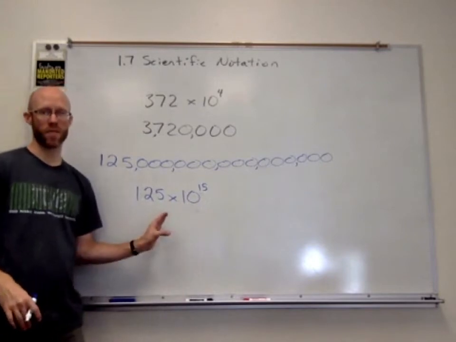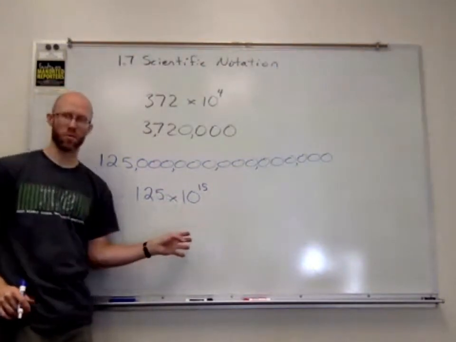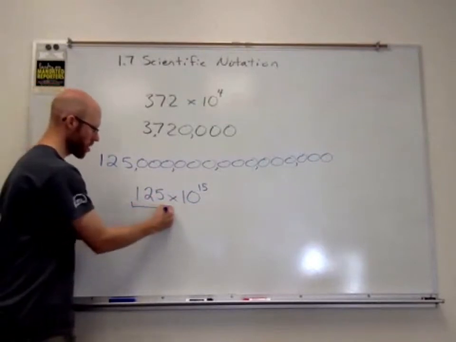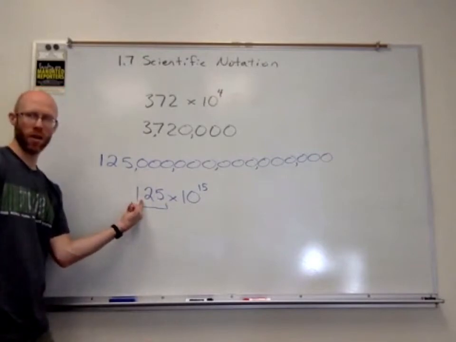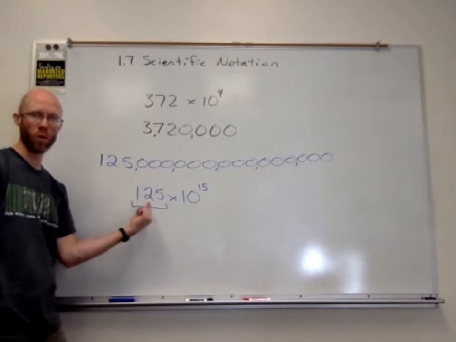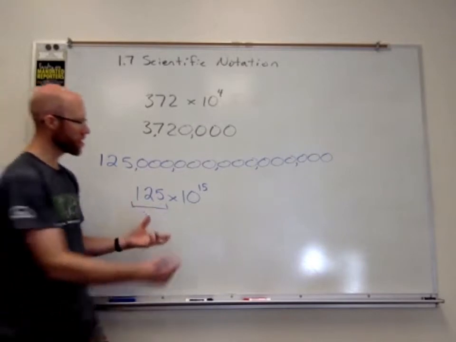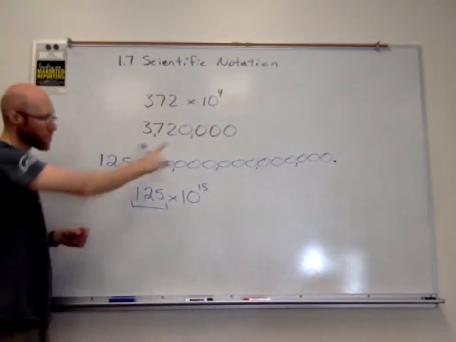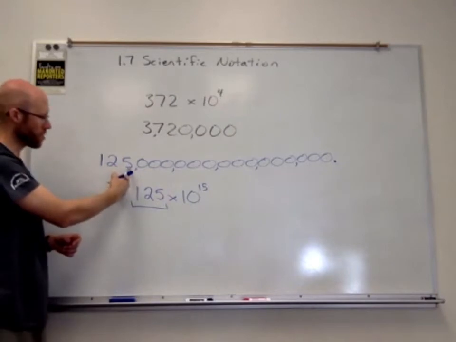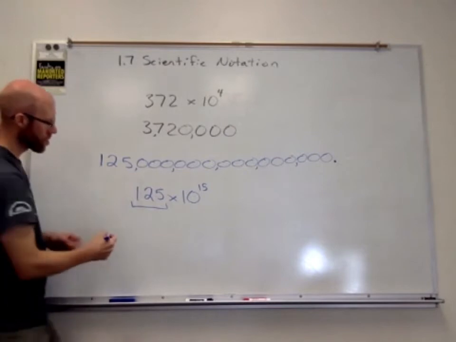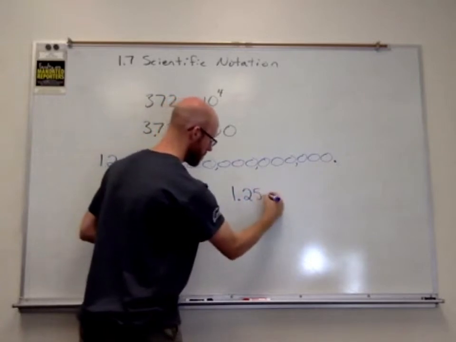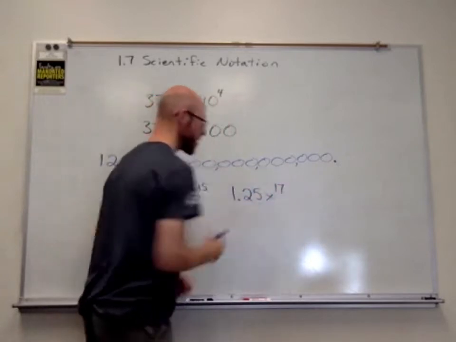Now this is not true scientific notation, because true scientific notation does have a power of 10, but the initial number has to have a decimal in it. It only has a ones place, so it would be like 1.25. So imagine moving the decimal from the end all the way over here. It takes 15 moves to get it between the 5 and the 0, but it takes 2 more to get it over to the 1. So to make this true scientific notation, I would want it to be 1.25 times 10 to the 17th.